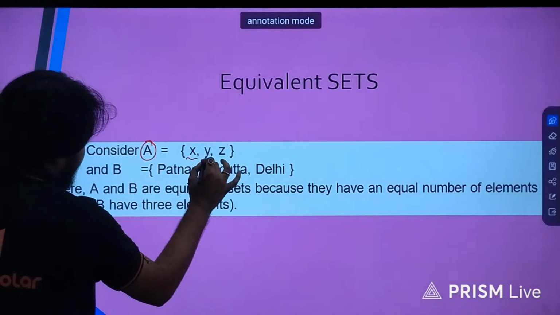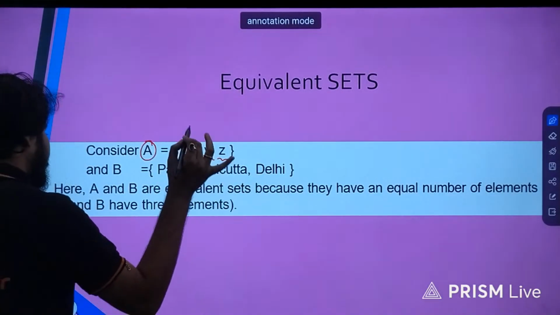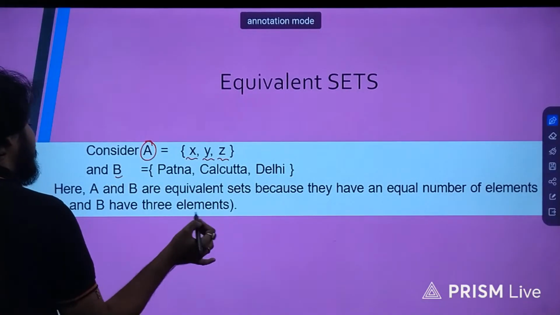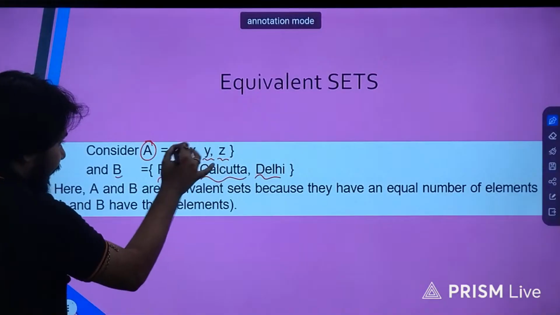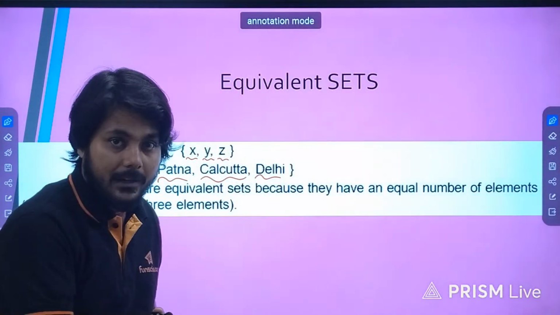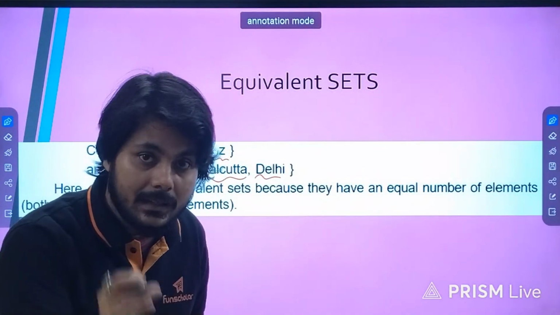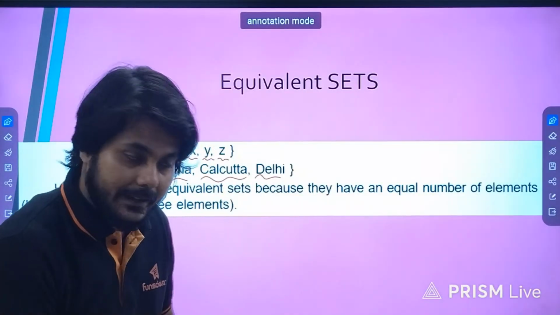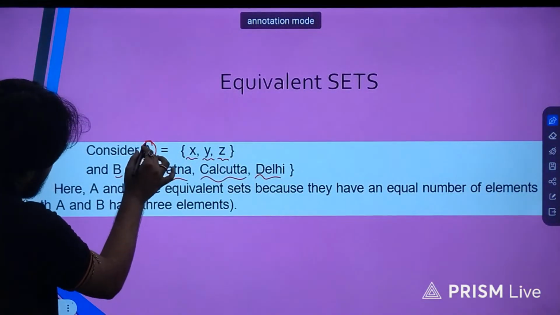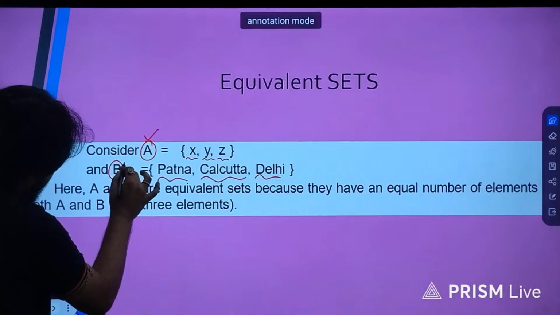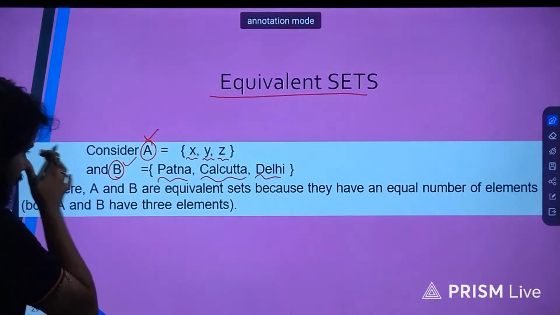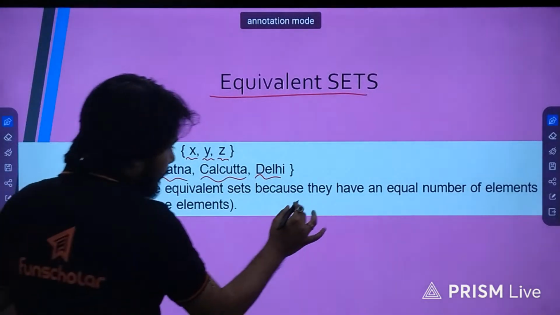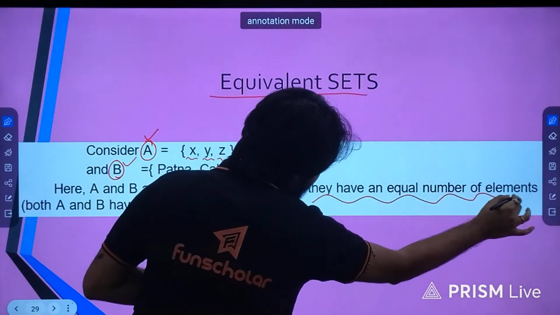A has three elements as X, Y, and Z. B also has three elements, Patna, Calcutta, and Delhi. The elements are different, but the number of elements is the same. That means this set A and this set B will be called equivalent sets of each other. Why? Because they have an equal number of elements.